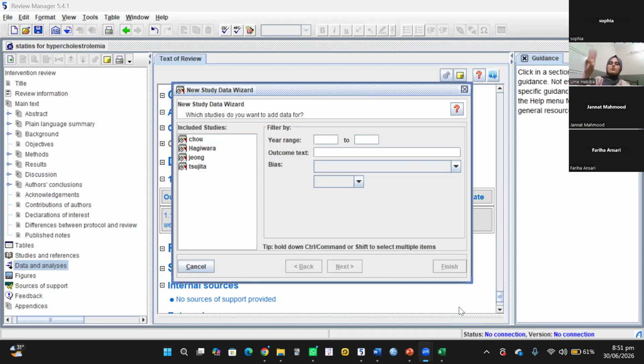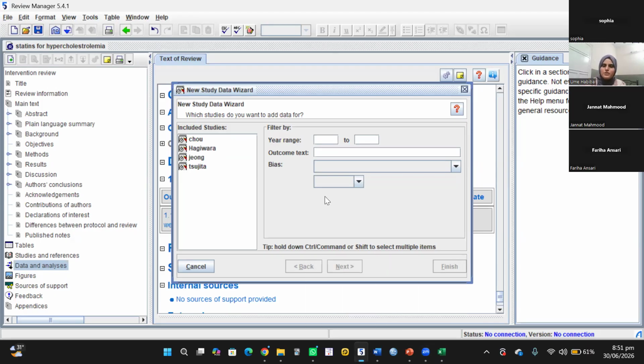Now I can include those 3 studies that were reporting change in LDL, right? So initially you have to give all of the studies, because there might be some outcomes that are reported by all 4 of the studies, right? And then later, Revman will ask which studies report this one particular outcome, and then I can choose which ones to include. Am I clear?